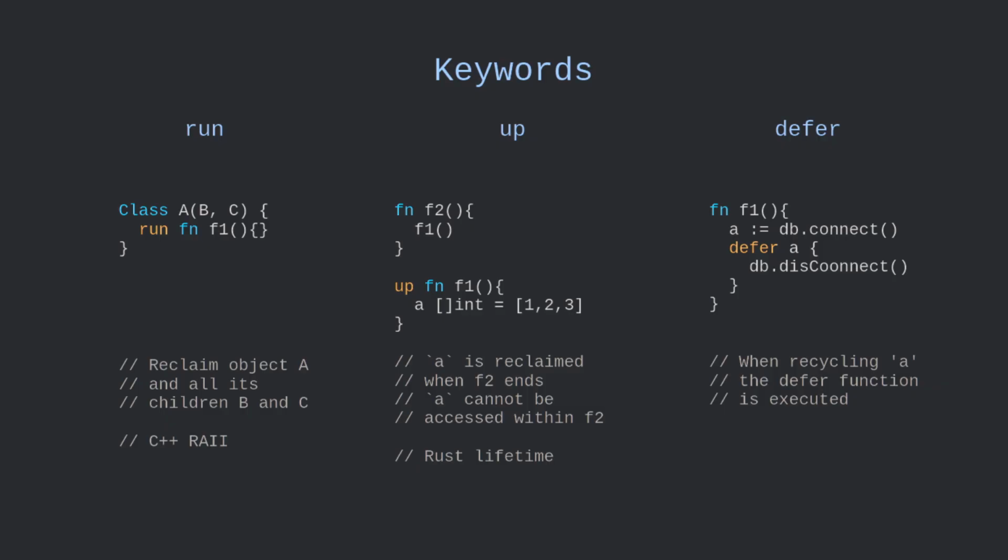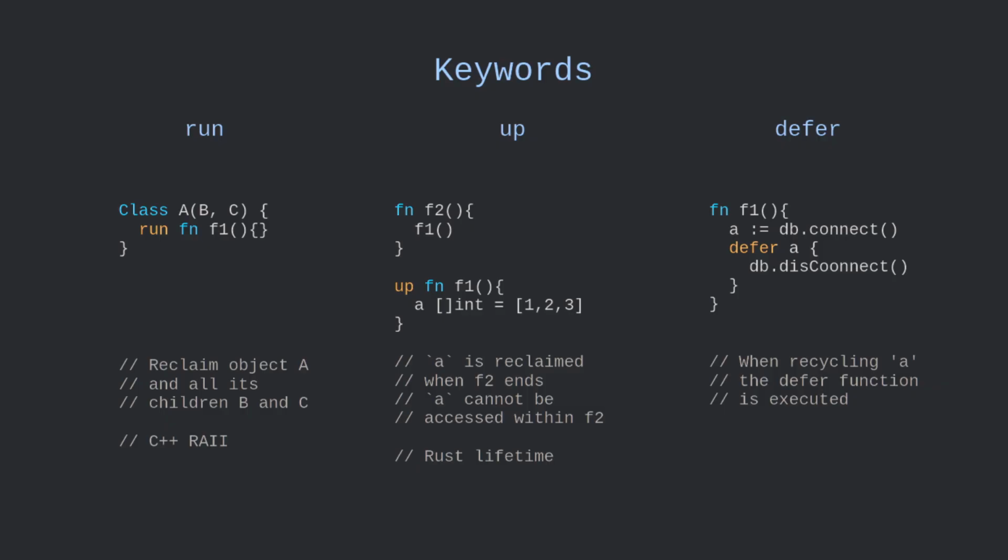The run keyword is used to mark class methods. When a method marked as run is executed, it will garbage collect the class and all its objects and member variables. It is somewhat similar to a C++ destructor, but unlike a destructor, the programmer only needs to mark the method with the run keyword and does not need to write the code inside the destructor.